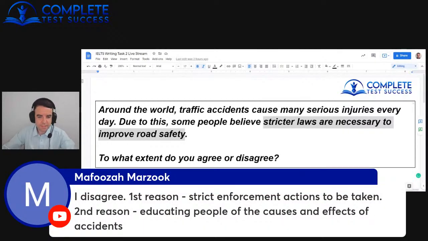Mafusa, first reason, strict enforcement actions to be taken, but that's the suggestion. That's not why the suggestion will work. Second reason, educating people of the causes and effects of accidents. So you're saying educating people would be more effective. Okay.